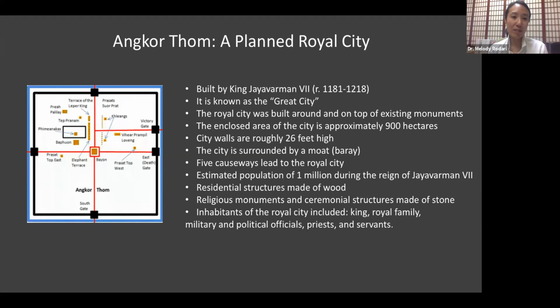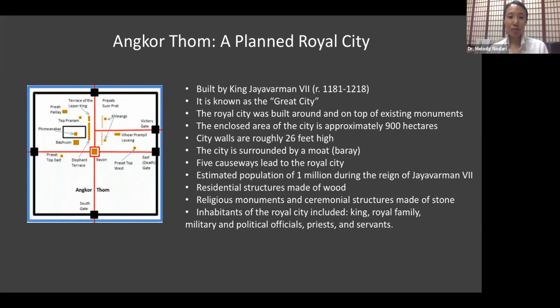Now, the moat serves a variety of functions, right? First and foremost, it provides for protection. It also provides for irrigation of the city. But what we'll discuss momentarily is that it also provides a connection to symbolism within the Buddhist cosmos.